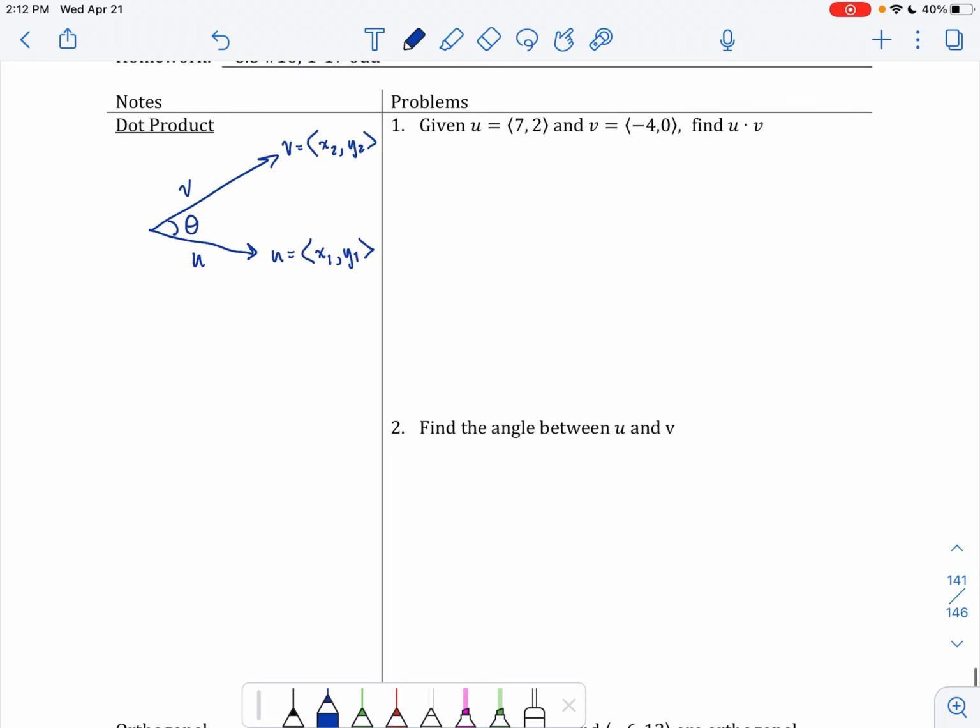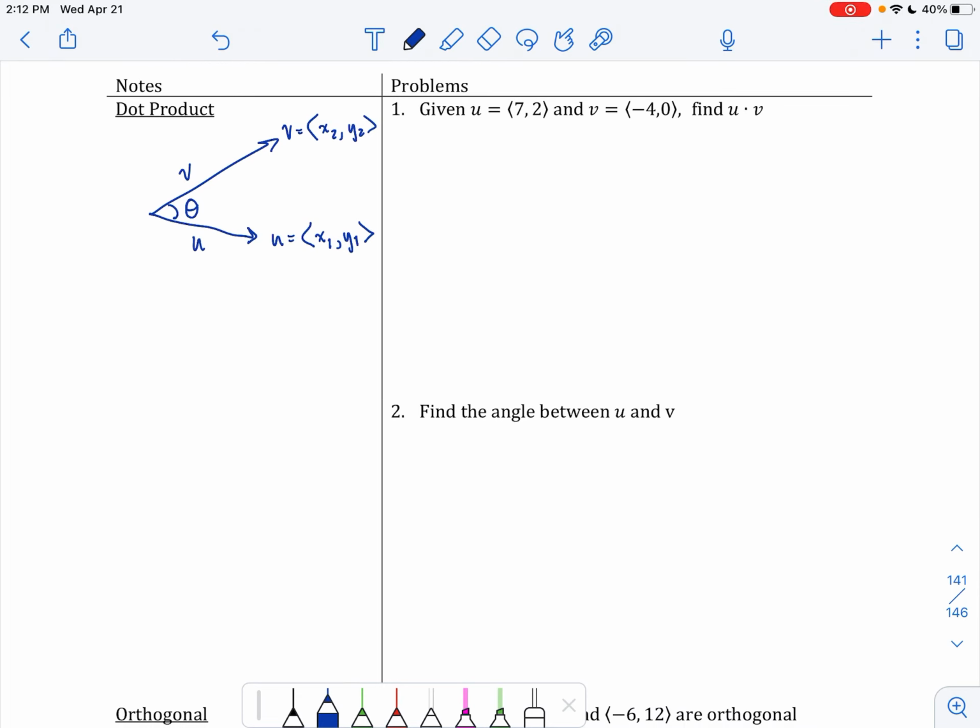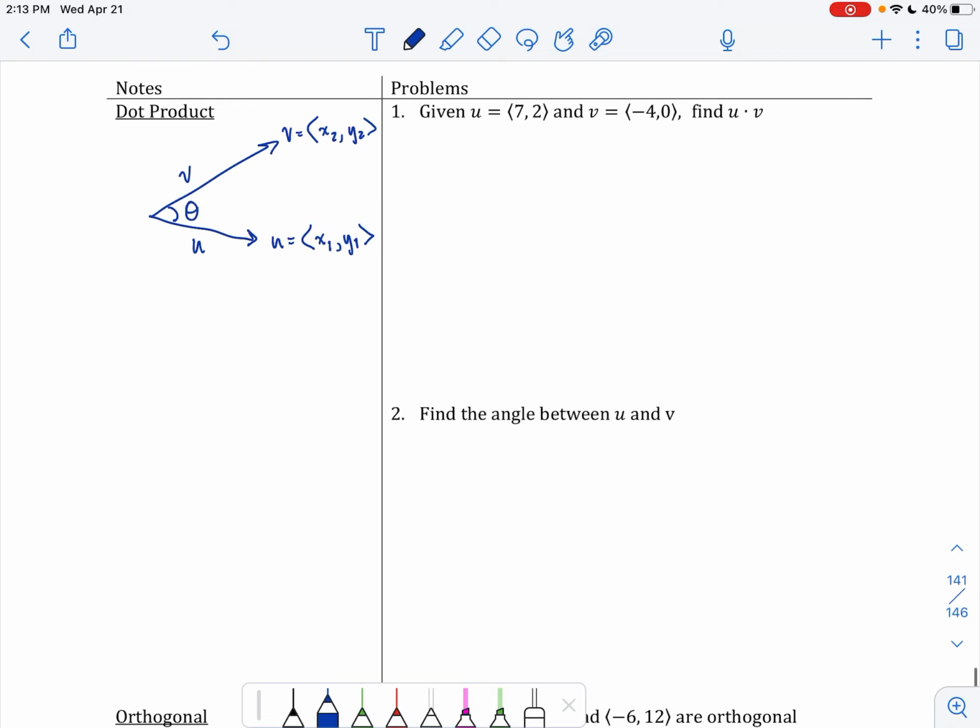Now, there are two different formulas for the dot product. One is very straightforward and one feels much more complicated. That's all right. That's one of the reasons it's helpful. Both of these are based on the law of cosines. If you're interested, I will give you the formulas now.